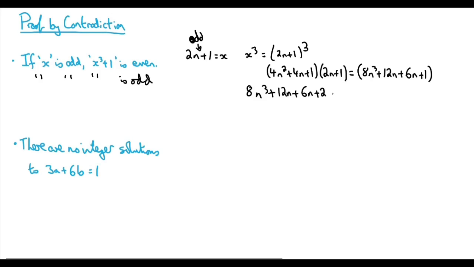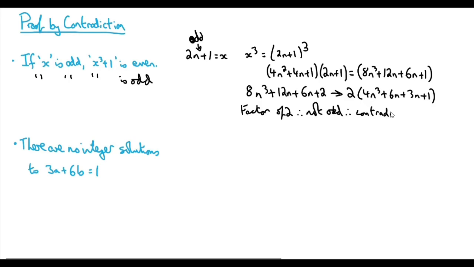With this, what we can do is factorize out a factor of 2 to leave us with 4n cubed plus 6n squared plus 3n plus 1. Now, because it has a factor of 2, it is therefore not odd. Therefore, we have a contradiction. And if we have a contradiction, then we know that the original statement was true.